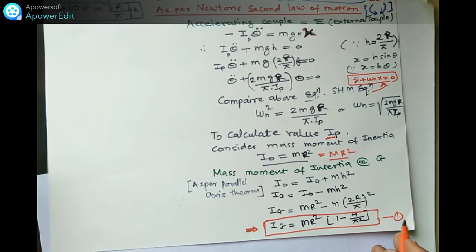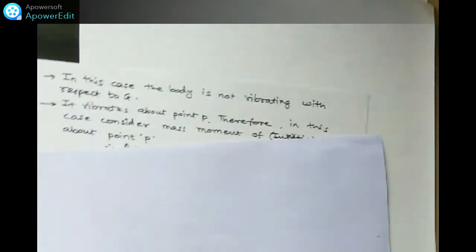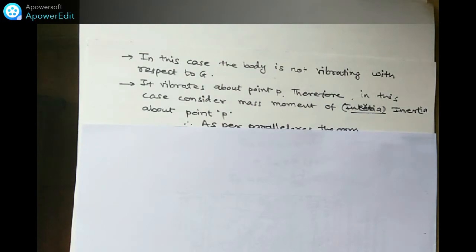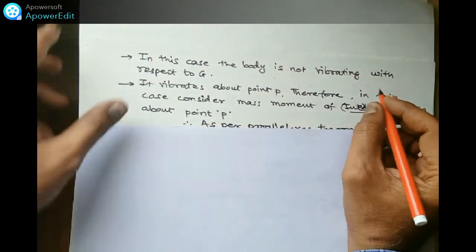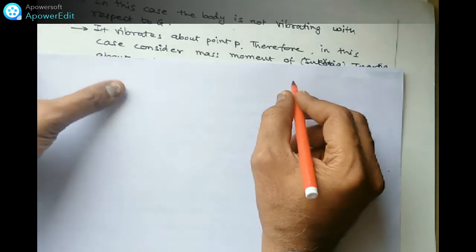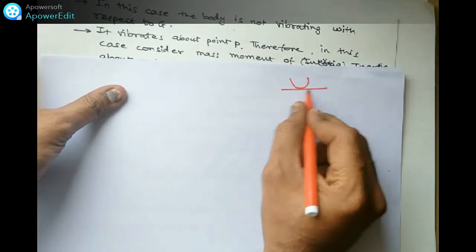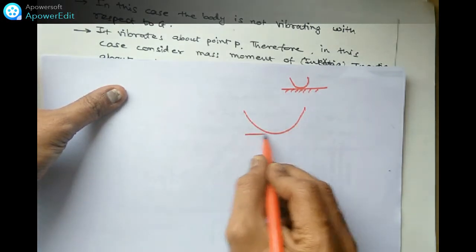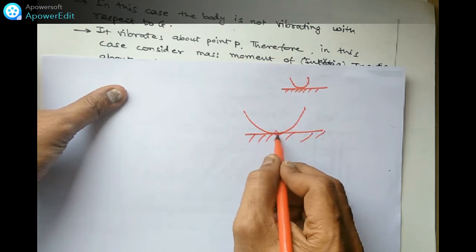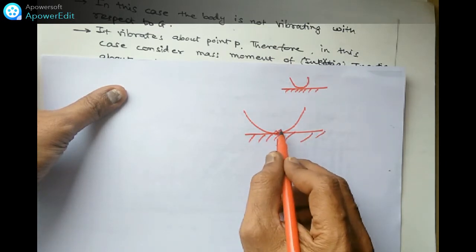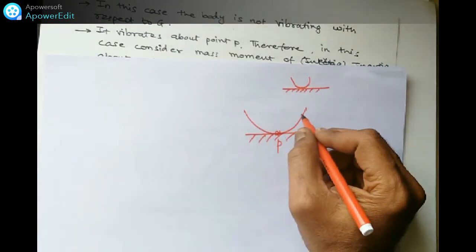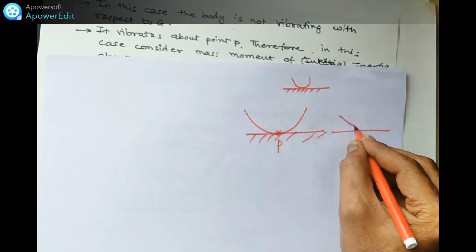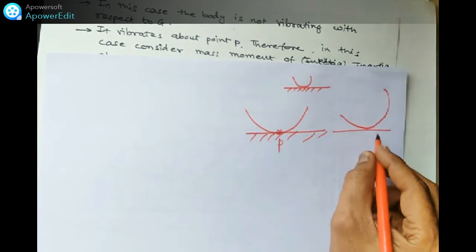So friend, here what will happen? In this case, the body is not vibrating with respect to this G. This body is not vibrating. So what is the vibrating part? This is a semicircular, this one is the surface, and it will be at point P. Here it is rotating. So when it rotates like this, it will be in the next position like this. This point P will shift here.